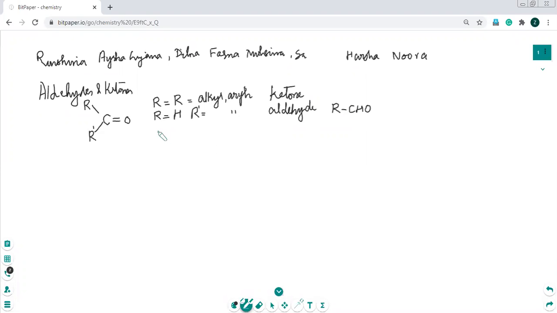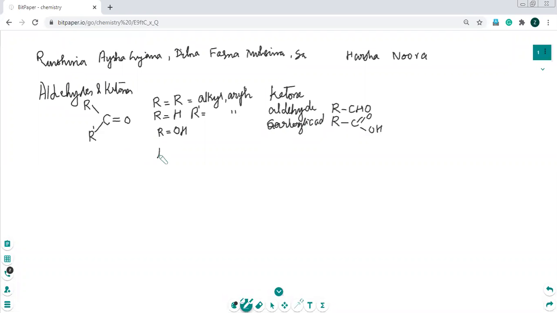Now, R equals OH. Then all the R dash are alkyl in further discussion. Okay. R dash is alkyl. R equals OH, you call it as carboxylic acid. So it is R C double bond O OH.